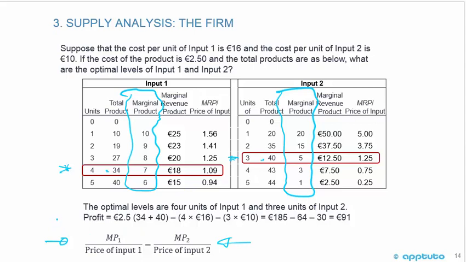So the calculation for the profit then would be €2.50 times 34 plus 40, minus the 4 units times the €16 cost, minus the 3 units times the €10 cost. That gives us 185 minus 64 minus 30, and the optimal level is going to give us €91 of profit. And that's the last slide for this LOS. Thank you.